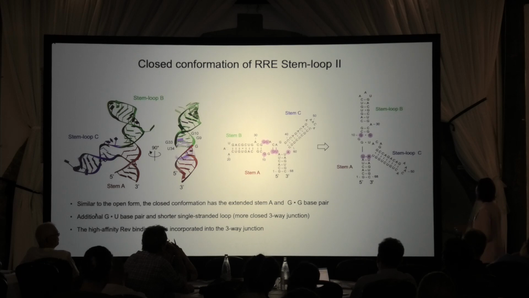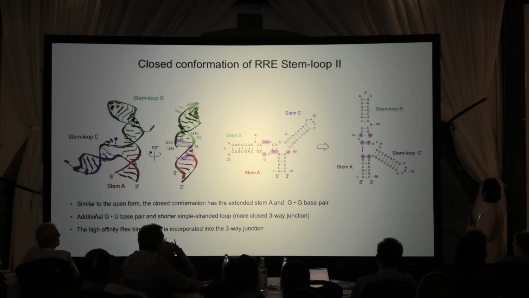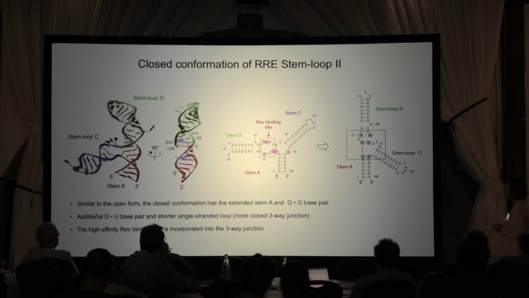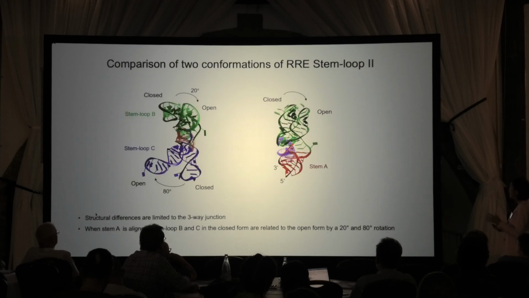So because of this, the three-way junction is like a single-stranded loop, and it's more closed in the three-way junction. Similar to the open form, but the Rev binding site is incorporated into the three-way junction. So if we compare the two conformations, we can see the structural differences are really limited to the three-way junction. And if you overlay the individual strands, they overlay very well.